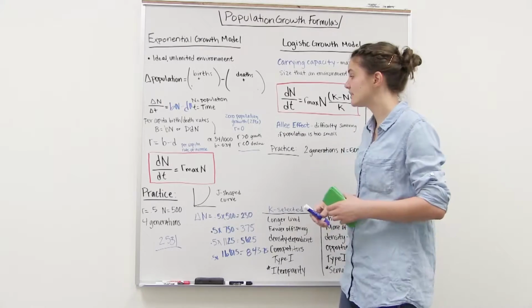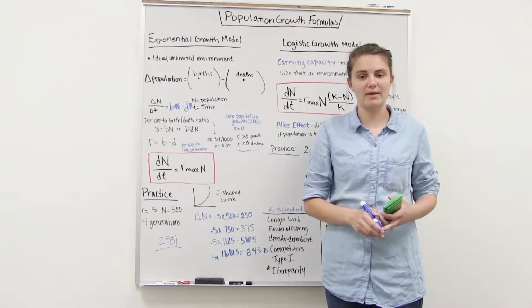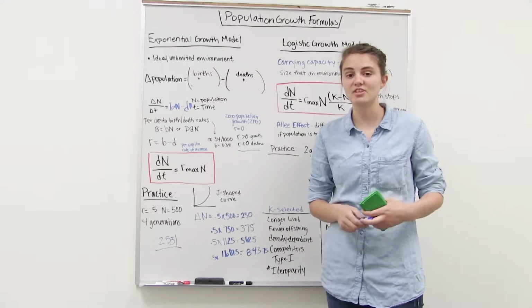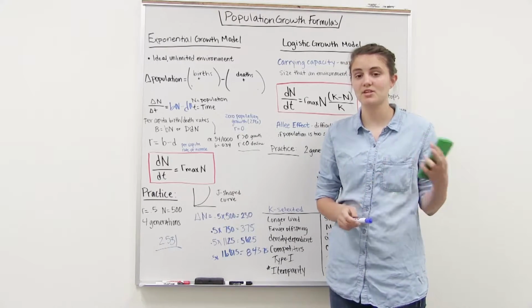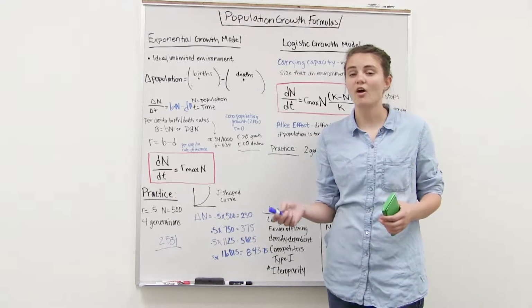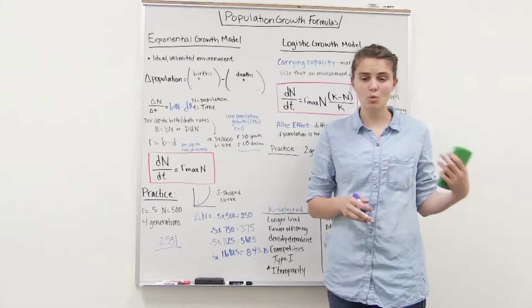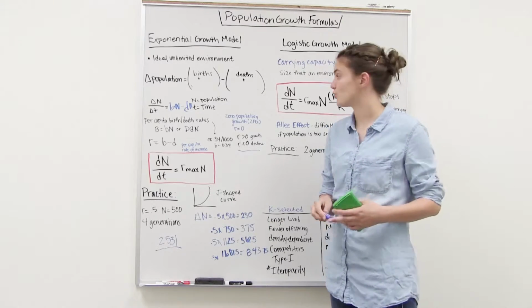But something to keep in mind about exponential growth is it's based on this idea that we have ideal, unlimited environments, that we can just continue growing. But that in reality isn't the case. Eventually, we're going to run out of resources, we're going to run out of space, we're going to run into competition, and we're going to have things start to die off because they can't survive if there's too many individuals around. Or we're not going to be having as many births because the individuals can't survive to reproduce.